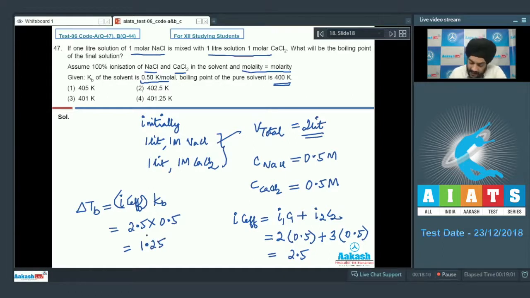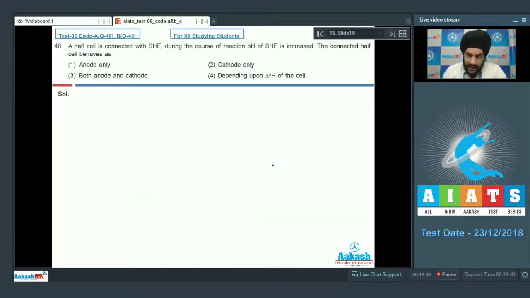Now, students, the elevation in boiling point is 1.25 degrees C or 1.25 Kelvin, whatever may be the case. So, if the solvent boils at 400 Kelvin, due to addition of these solutes, we'll have the solvent boiling at 401.25 Kelvin, which is correctly represented in option 4. Let us look at question number 48 now.